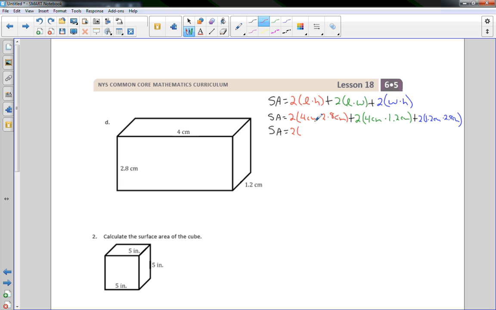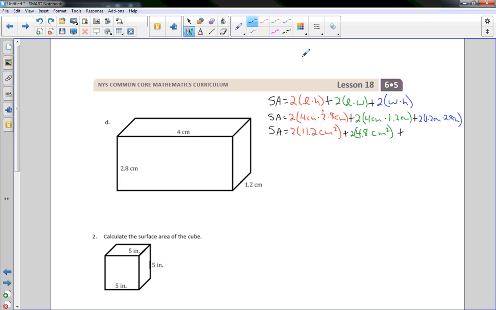8 times 4 is 32. Carry a 3. 4 times 2 is 8, plus 3 is 11. 1 decimal place. So that's 11.2 centimeters squared. Plus 4 times 12 is 48. 1 decimal place is 4.8 centimeters squared. That's times 2 still.